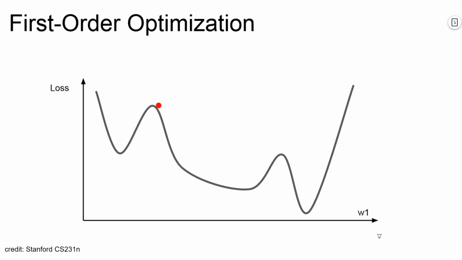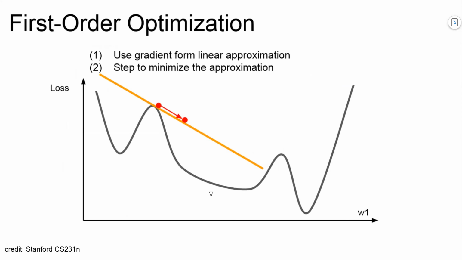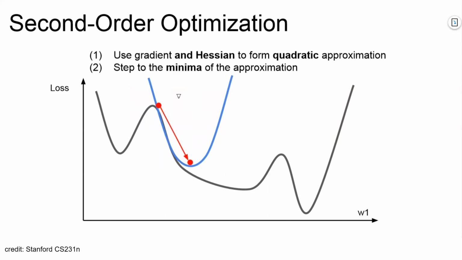Okay, so I'll just show you the difference between first order optimization and second order optimization. A first order optimization uses linear approximation. We calculate the gradient here, and we are approximating this function linearly. We move towards this direction, and therefore the error is quite large. However, when we use second order optimization, we are using quadratic formulas, and the error is smaller.